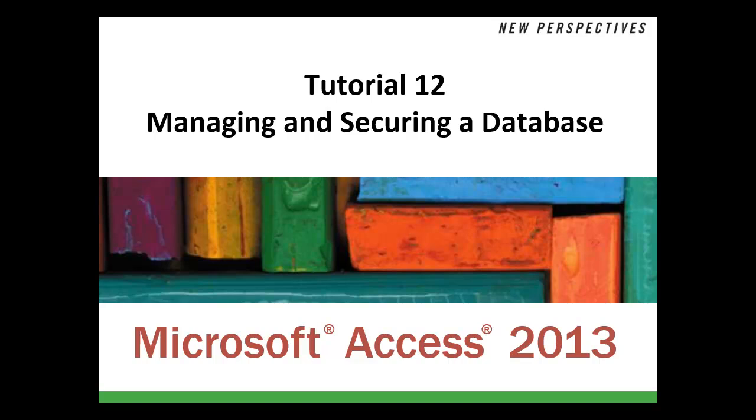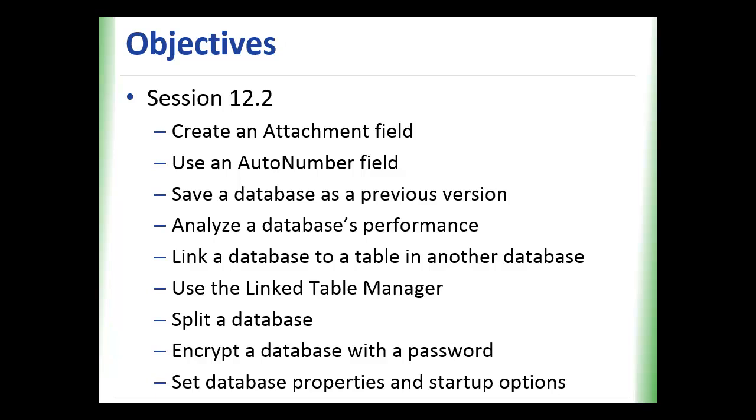Welcome everyone to the second half of tutorial 12, which will be session 12.2. In this session, we have the following objectives. We will be creating an attachment field. We will use an AutoNumber field. Save a database as a previous version. We'll analyze the database's performance.